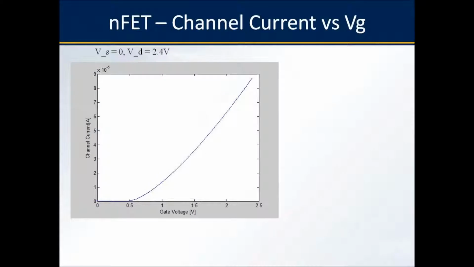First is the channel current of an NFET versus gate voltage with the source at ground and drain at 2.4 volts. It looks like this. We would like to know its threshold voltage. This can be found by noting that as Vg exceeds the threshold, the current becomes quadratic behavior. So we can take the square root of the given data and apply a linear fit.